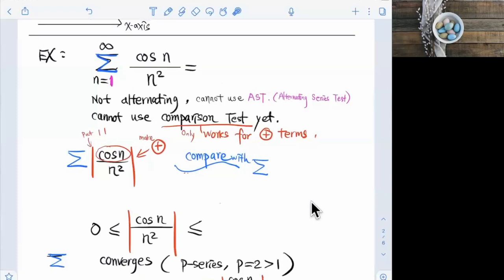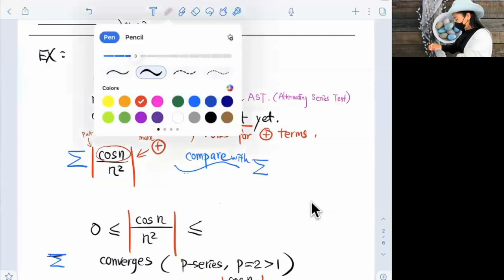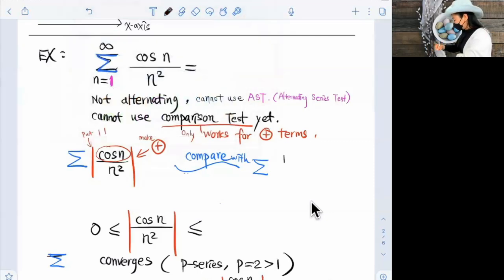Now we can use the comparison test on this one. And what would you like to compare to? Which series? Whenever you see sine and cosine, you try to compare it with what? 1, right? Let's replace the cosine there by 1, okay? So compare with 1 over n squared. Yes, you got it. Okay, good. Compare it with this. So let's compare with that one.